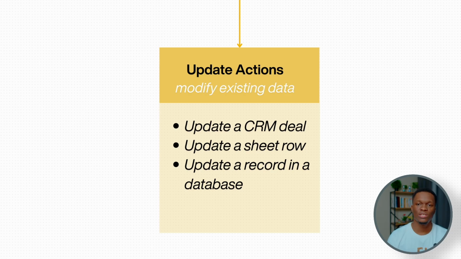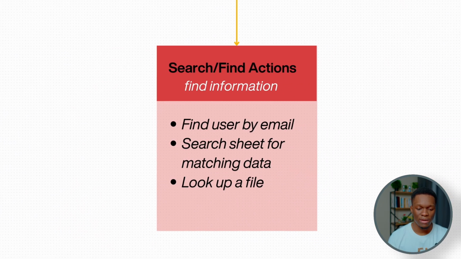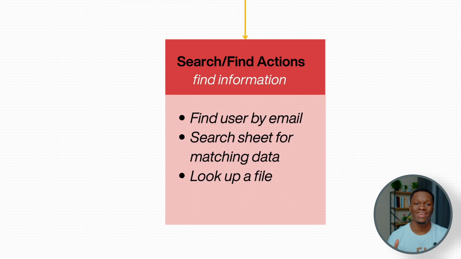The second type of actions is update actions. So basically, this is where your automation modifies existing data. So that could be update a CRM deal in HubSpot or Salesforce. That could also be update a sheet row. That could be update a record in a database. Now, the third type of actions are search or find actions. So this is where you find a user by email, or maybe you search a sheet for matching data. You look up a file.